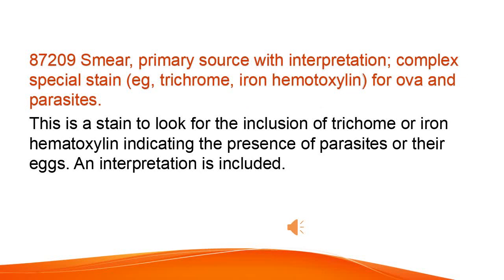Smear, primary source with interpretation, complex special stain, e.g., trichrome, iron hematoxylin, for ova and parasites. This is a stain to look for the inclusion of trichrome or iron hematoxylin indicating the presence of parasites or their eggs. An interpretation is included.